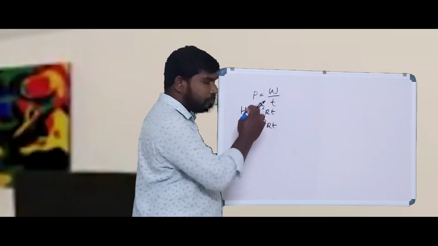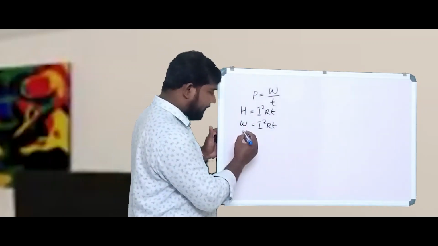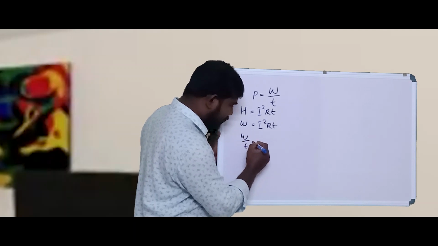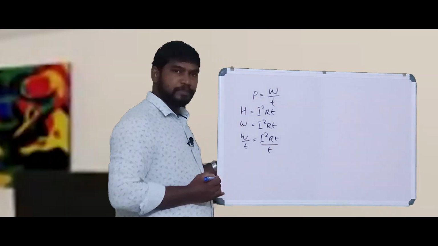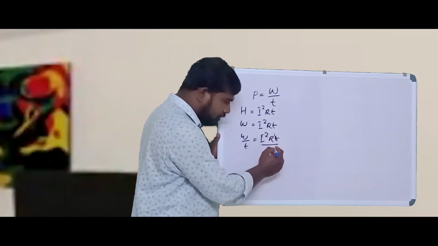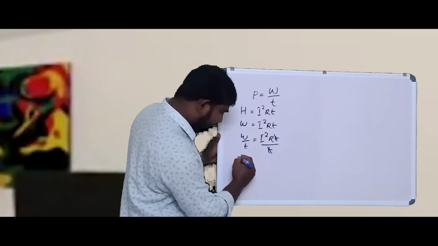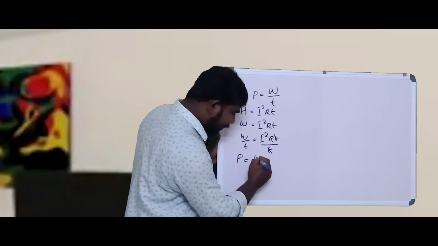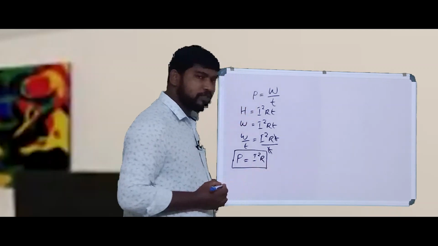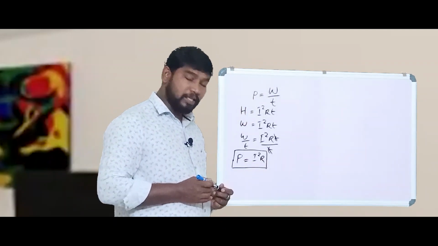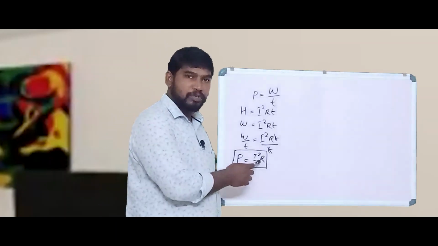Here we have written power P is equal to W by T. Here also we can write W by T is equal to I square RT divided by T. These two T's we can cancel. So W by T is power, and we get P is equal to I square into R. This is the first equation for power of an electric equipment.